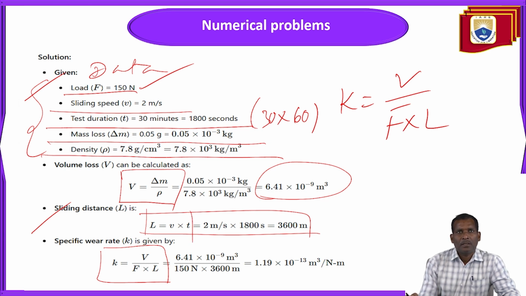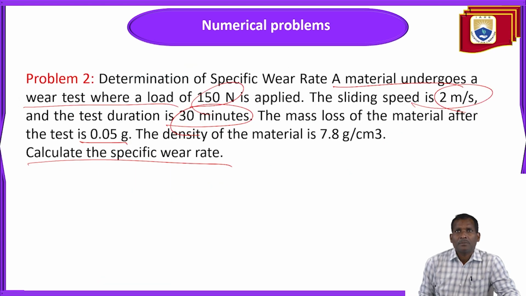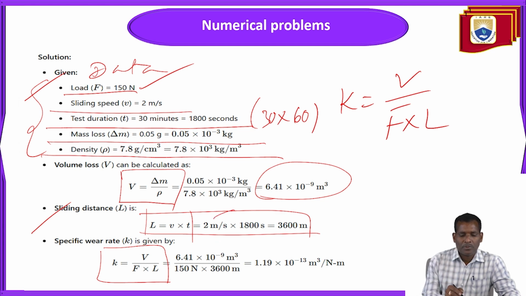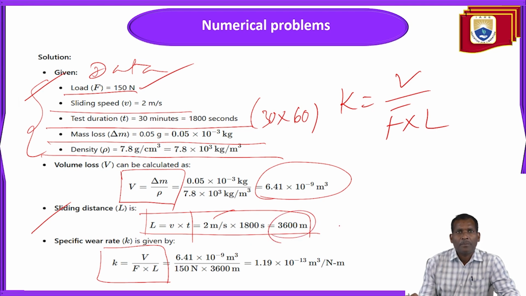So L, the sliding distance, is not given. Sliding speed is given. So the sliding distance L is equal to V into T. V is 2 meters per second and T is 800 seconds. So we will get 3600 meters.